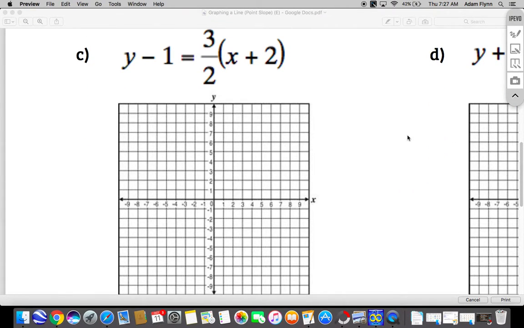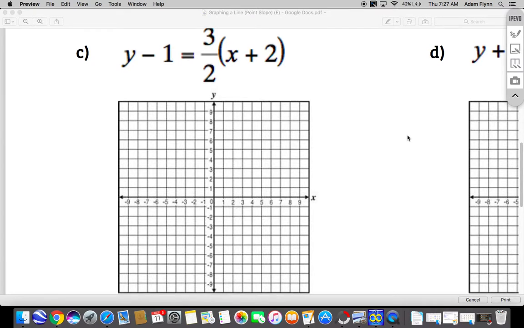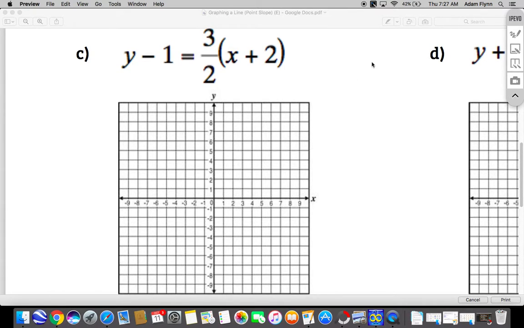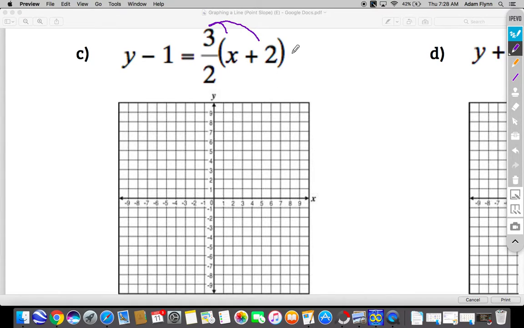Letter C. So I've got y minus 1 equals 3 over 2 times x plus 2. So first step, let's get rid of those parentheses. So I will distribute, and that will leave me with y minus 1 equals 3 over 2x. Now 3 times 2 is 6, divided by 2 is 3. 6 divided by 2 is 3.